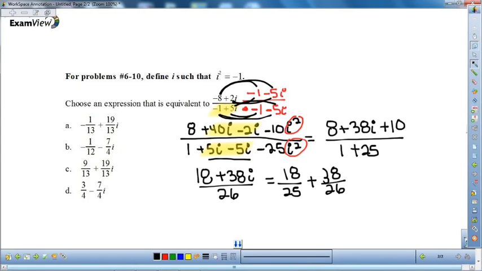And then the first fraction I can reduce, that should be a 26. So the first fraction I can reduce by 2. So I'm going to divide by 2. So 2 goes into 18 9 times. 2 goes into 26 13 times.